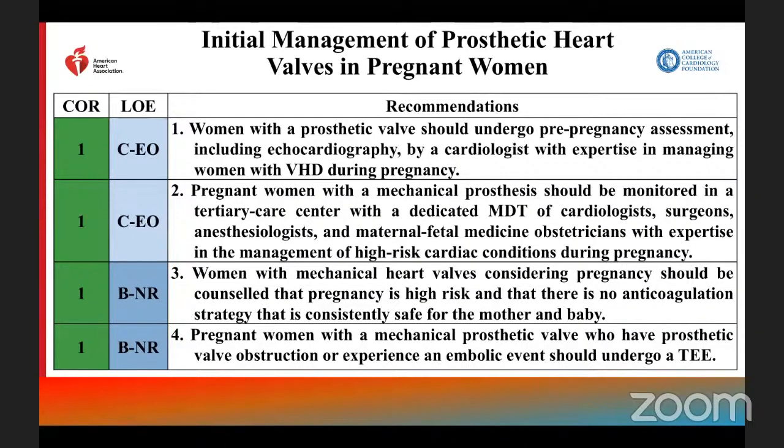Women with mechanical heart valves considering pregnancy should be counseled that pregnancy is high risk and that there is no anticoagulation strategy that's consistently safe for the mother and baby. It's a class 1. Pregnant women with a mechanical prosthetic valve who have prosthetic valve obstruction or experience an embolic event should undergo a transesophageal echo as a class 1.